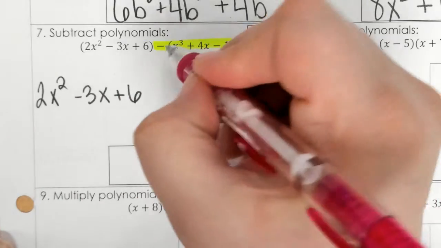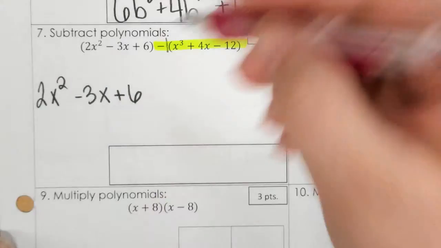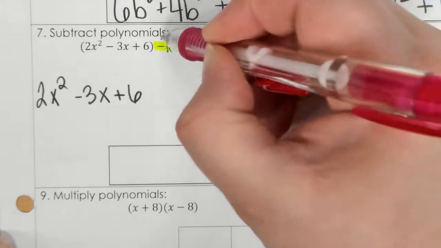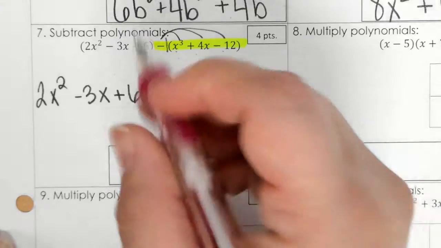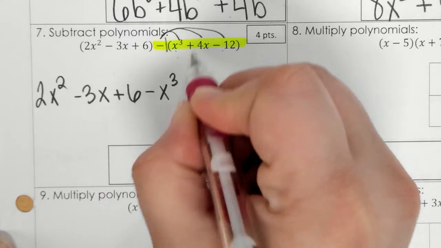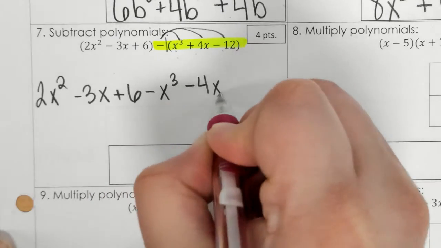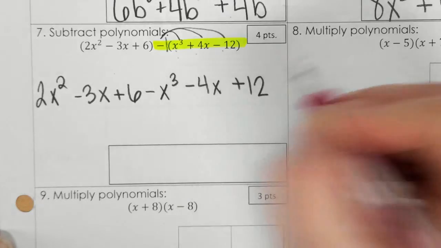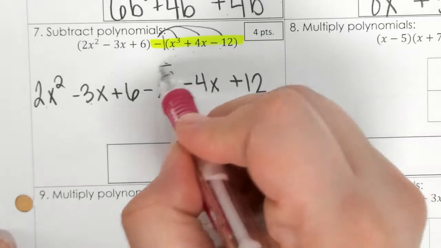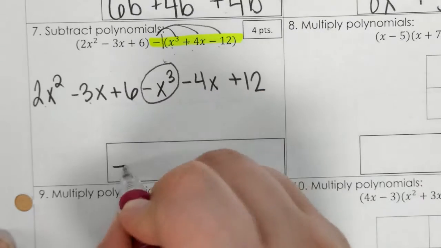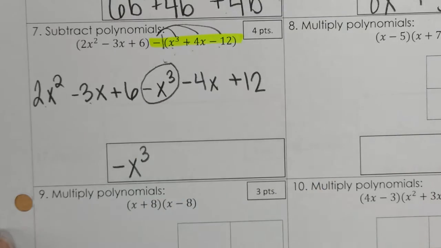Okay? This is like a negative 1. And so when I distribute that negative 1, each term changes signs. This becomes a negative x to the third, a negative 4x, and a positive 12. I look for the biggest exponent, and I bring that down because I can't combine it with anything else.